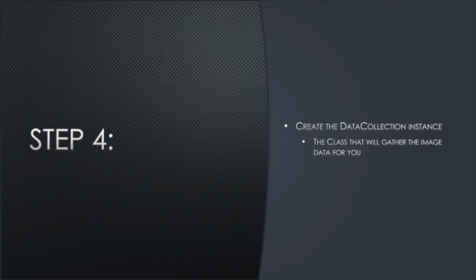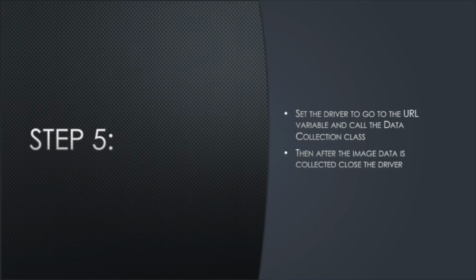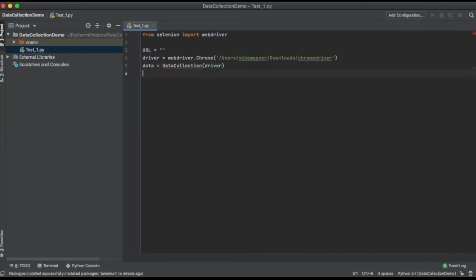In step 4, we will need to create an instance of the data collection class, the class that will gather the image data for you. And finally, in step 5, we will set up the driver to go to the URL variable that we created above, and call the data collection class instance that we also created. Then, after the image data is collected, we will close the driver.